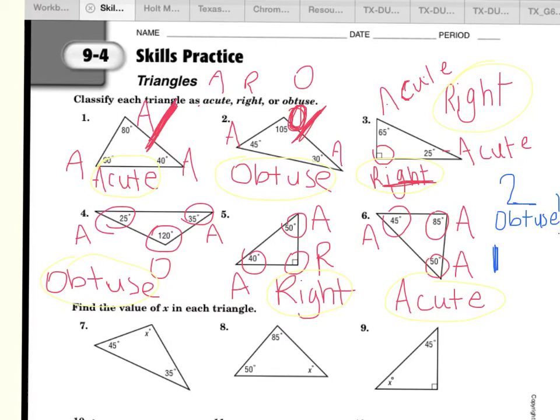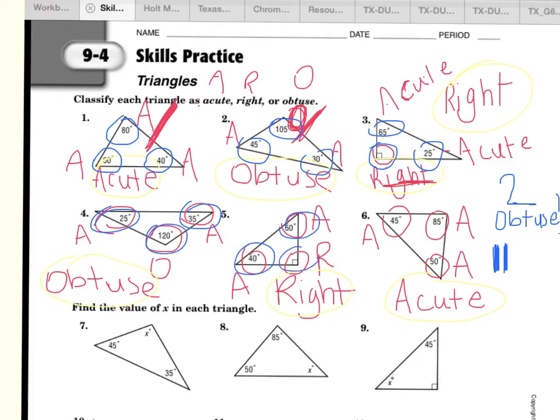I'm going to draw a pause symbol. Pause here. And you are going to take a calculator and you are going to add all of these angles together. For each triangle, you're going to add 80 plus 80 plus 60. You're going to add 105 plus 45 plus 30. You're going to add 65 plus 25 plus 90. Here, 25 plus 35 plus 120. 50 plus 40 plus 90. 45 plus 85 plus 50.